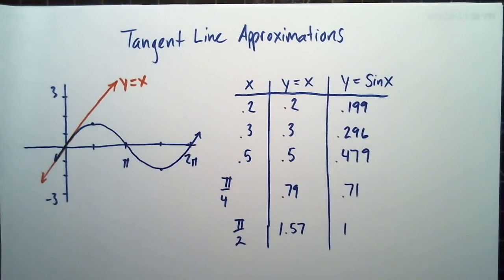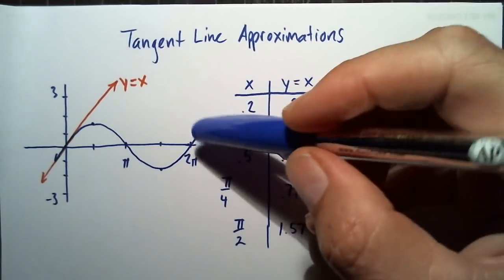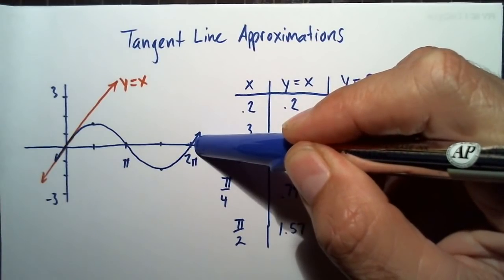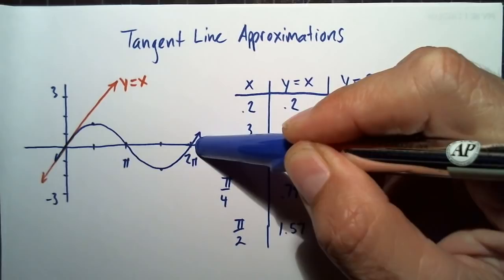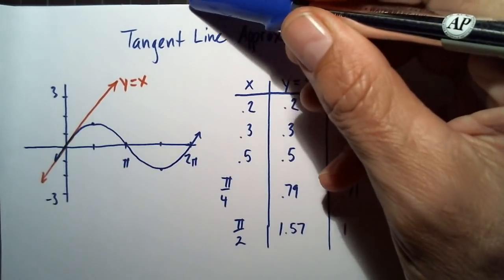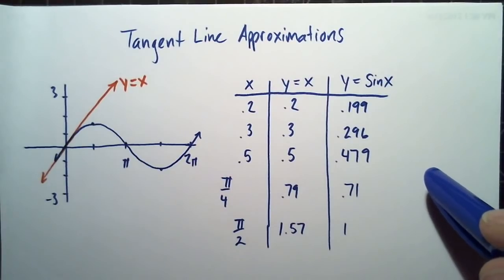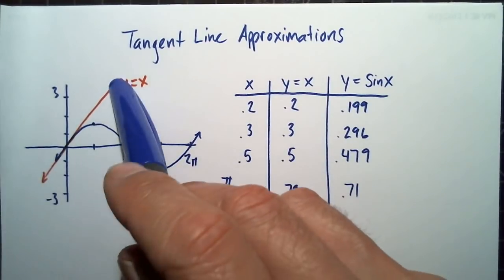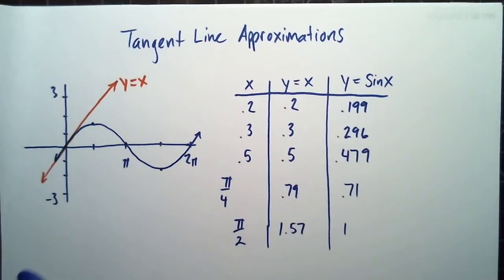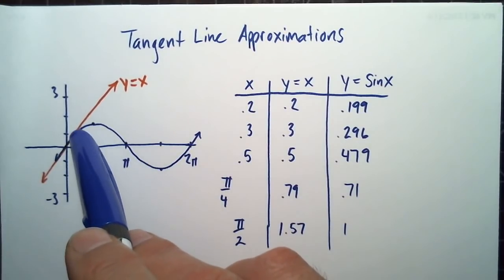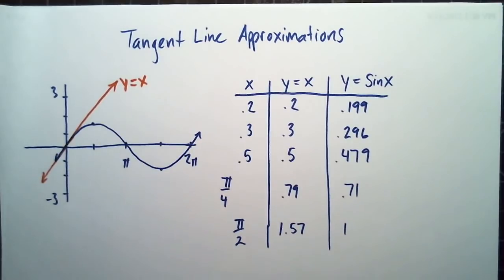And we can see that in the graph. If we wanted to approximate the value of sine at 2 pi, the tangent line would be too far away and it wouldn't be a good approximation. So we see how tangent lines are good approximations of functions when you're trying to approximate values that are close to the point of tangency.